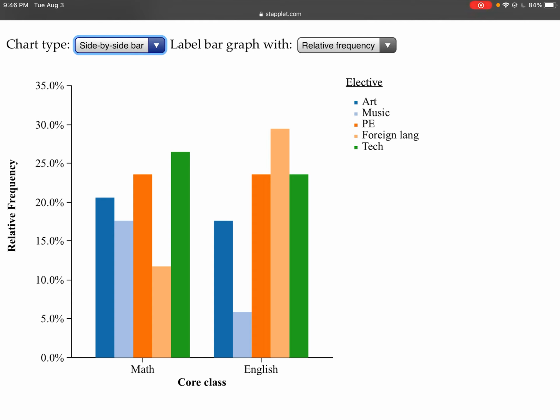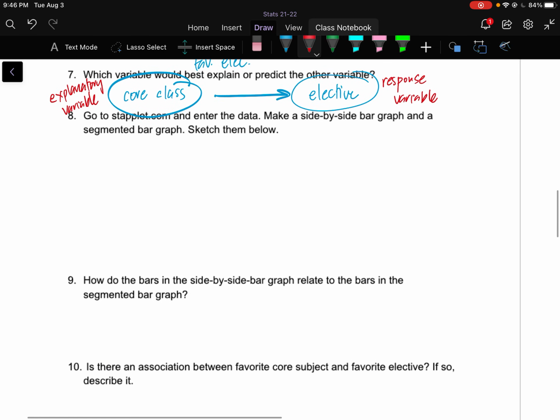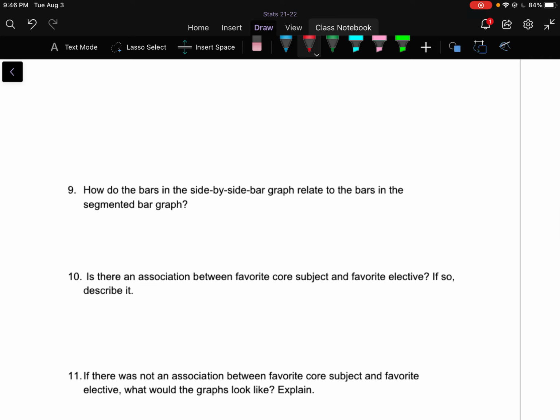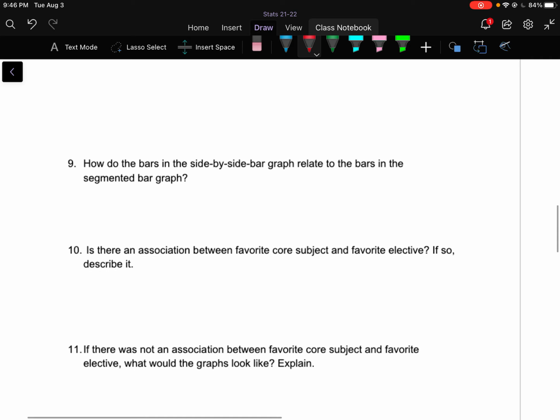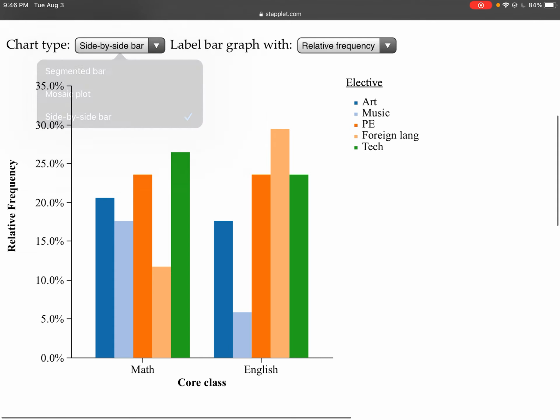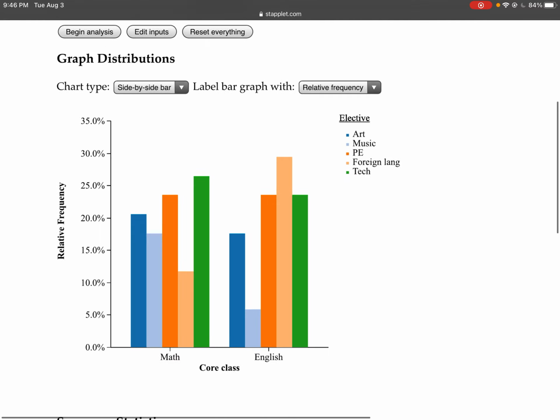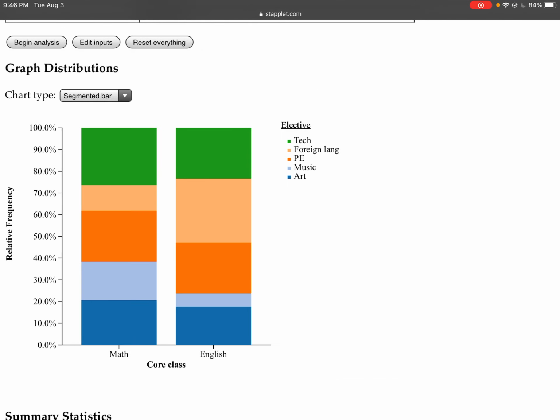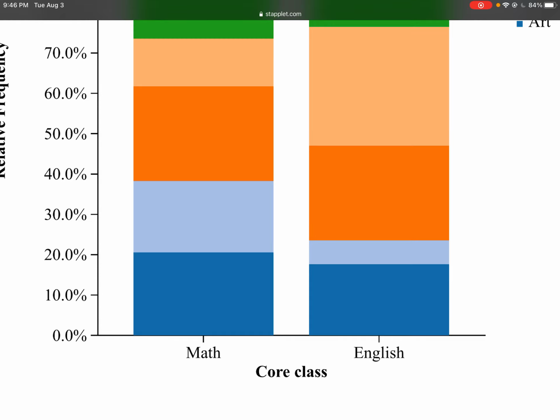All right, so go ahead and practice, play around doing this yourself on Staplet, and copy these graphs onto your notes. And then we're going to go on to number 9. So how do the bars in the side-by-side bar graph relate to the bars in the segmented bar graph? Well, I can see here that in the math group, that dark blue bar is 20%, and when I look at the segmented bar graph, I can see that it's still 20%.